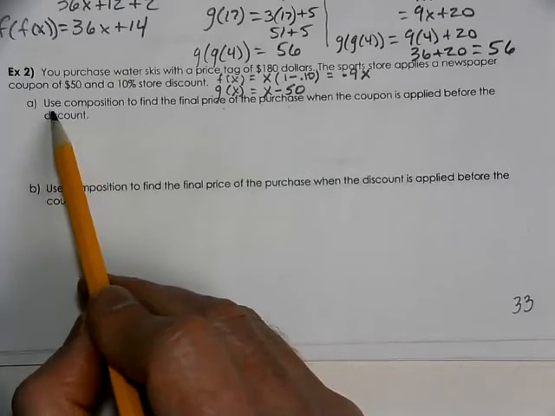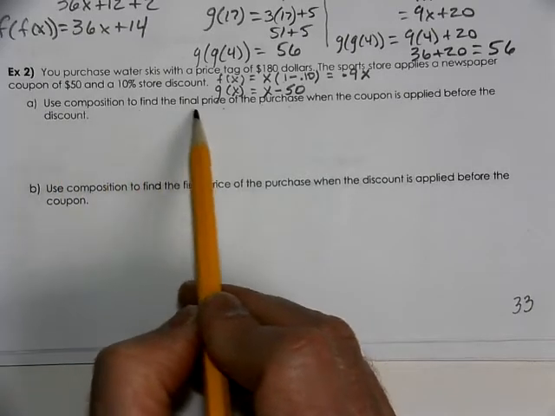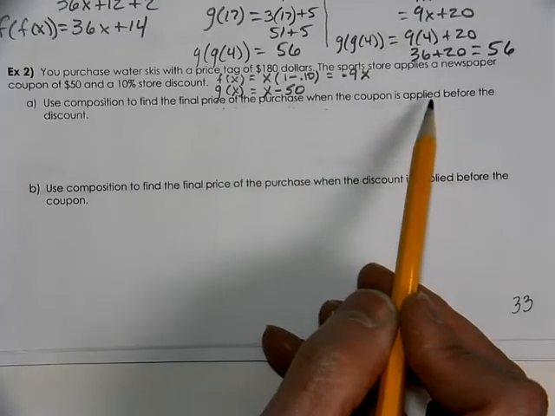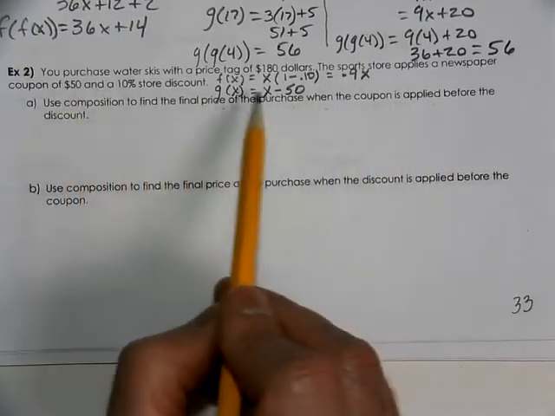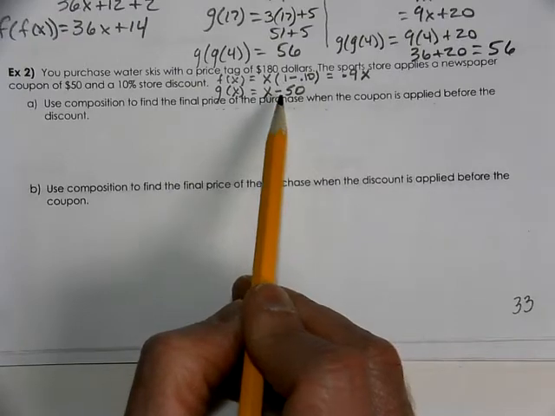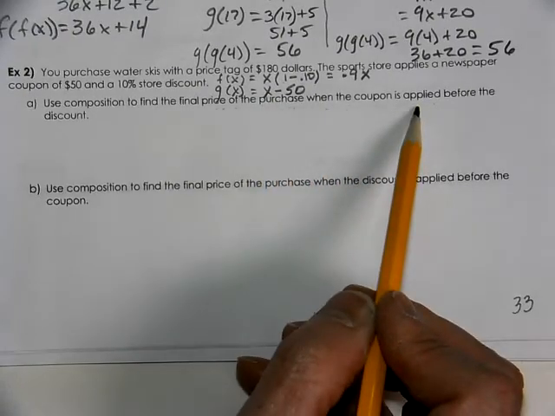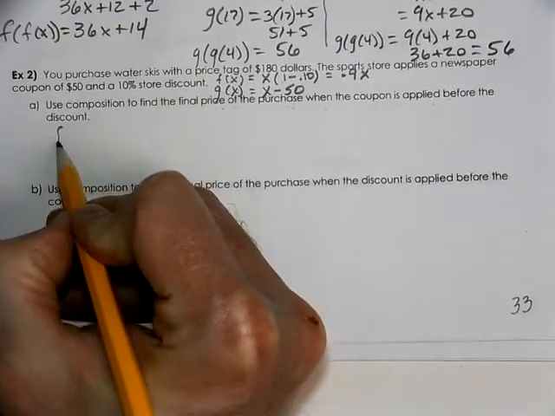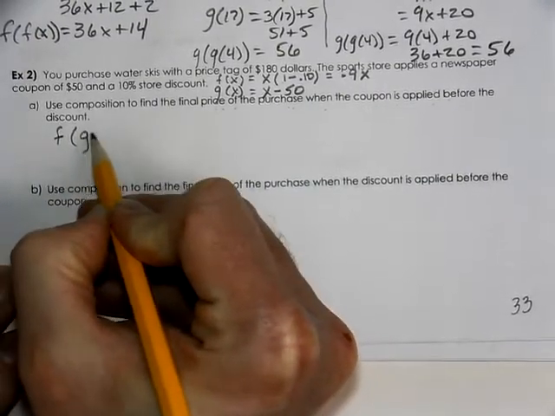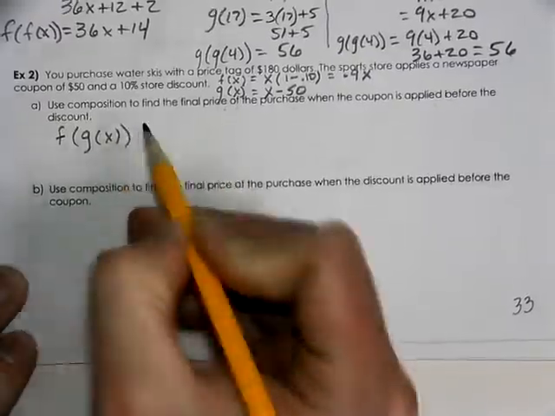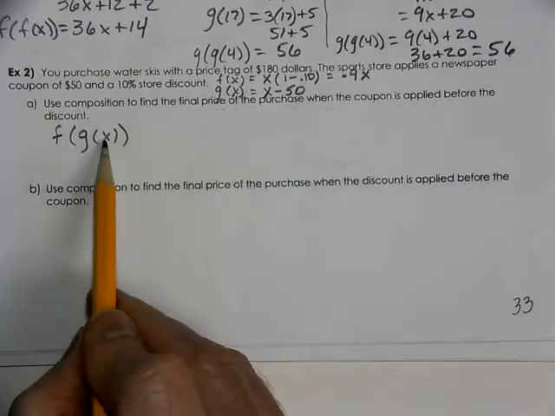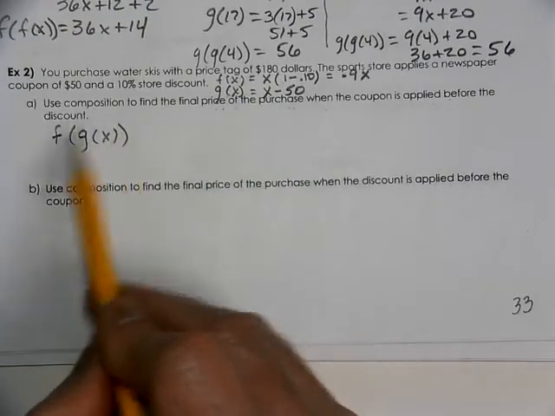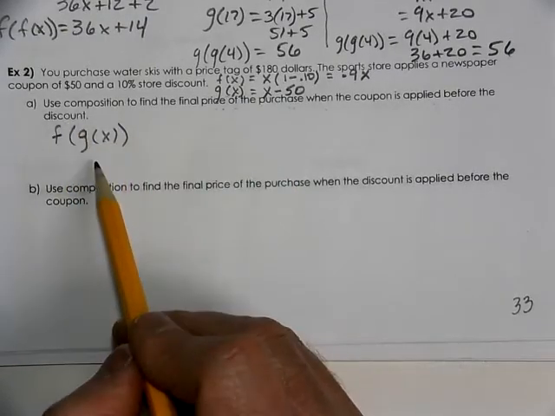So if we come down here, we're going to use composition to find the final price of the purchase when the coupon is applied. The coupon, remember, was the $50 off. When the coupon is applied before the discount, what we're doing is f of g of x. We're going to do the coupon, the g of x, first, and then we're going to do the 10%, which is the discount.